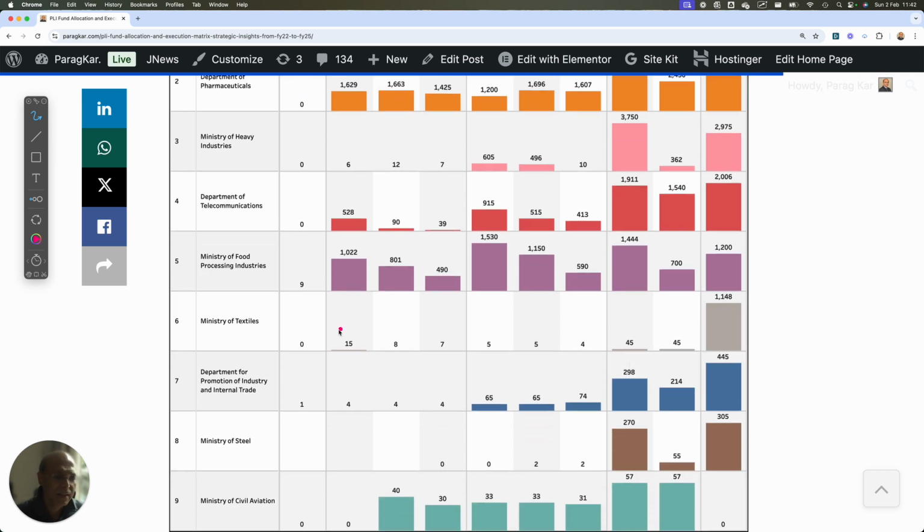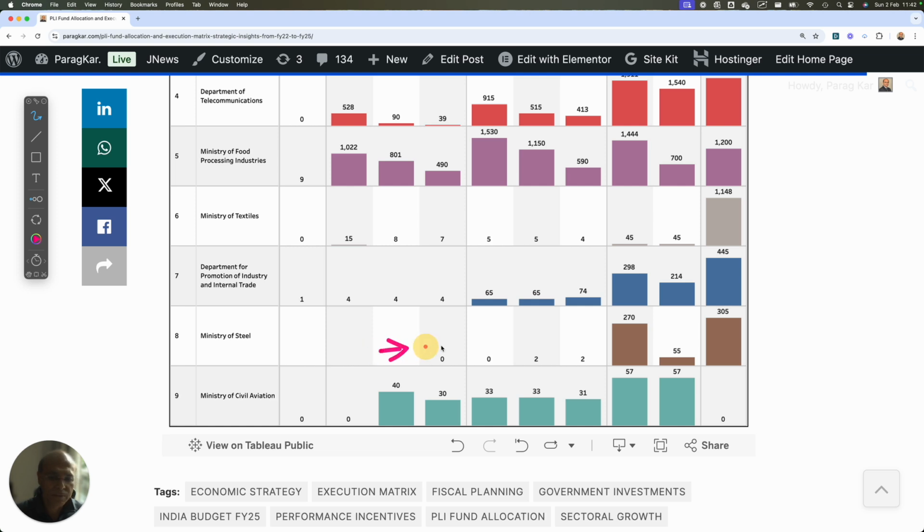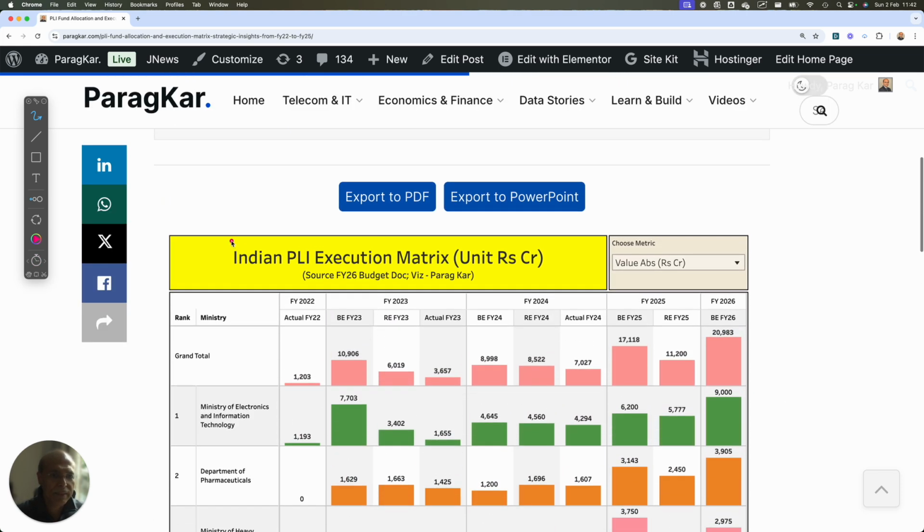And then textile, this is a new phenomenon which is happening. There has not been any precedent of execution, but we have made a projection of 1,148 crores. Department for Promotion of Industry and Internal Trade, DPIT, there the numbers are kind of ramping up, right? The Ministry of Steel also, there was no past experience. Now we are ramping up, but this is again ambitious. We don't know how much we are going to execute. Now, the Department of Civil Aviation, the numbers have actually dropped to zero, right? So this is the story as far as the PLI execution metrics of the Indian government is concerned.